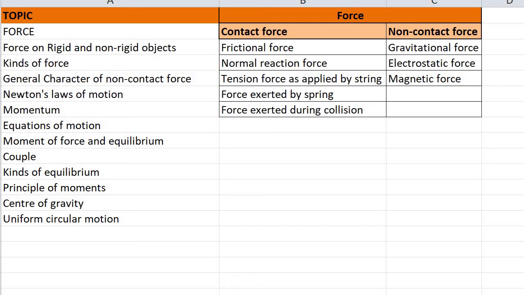Now we'll try to understand force exerted by the spring. Consider two objects A and B attached to two ends of a horizontally placed spring. In its original loose form, the spring does not exert any force on the objects. If the spring is compressed, then what happens? The spring pushes the objects away. If the spring is stretched, what happens? The spring brings the objects back closer.